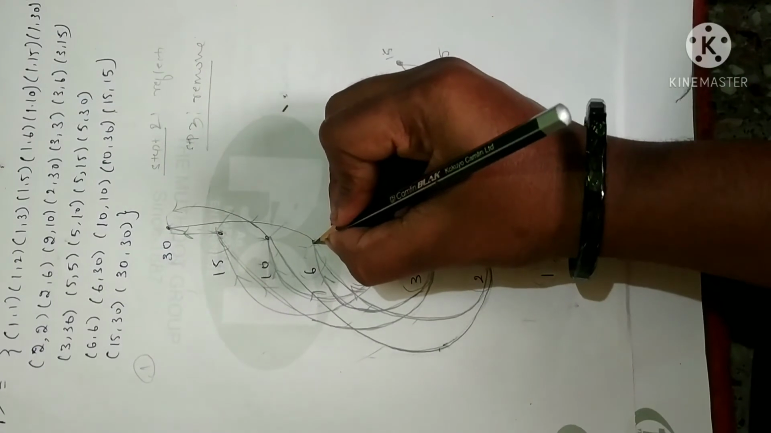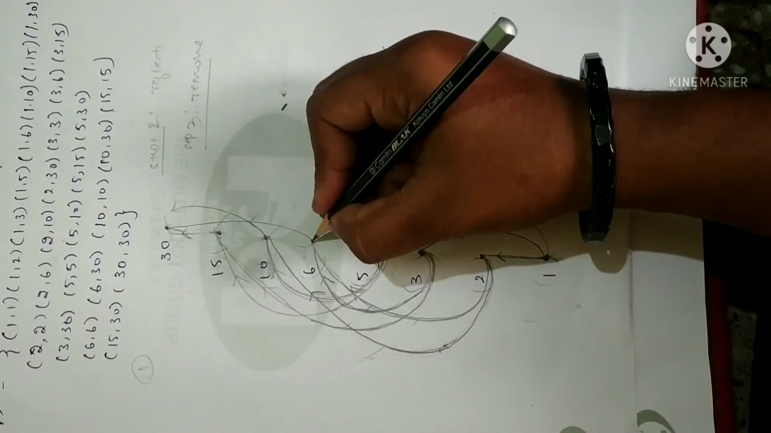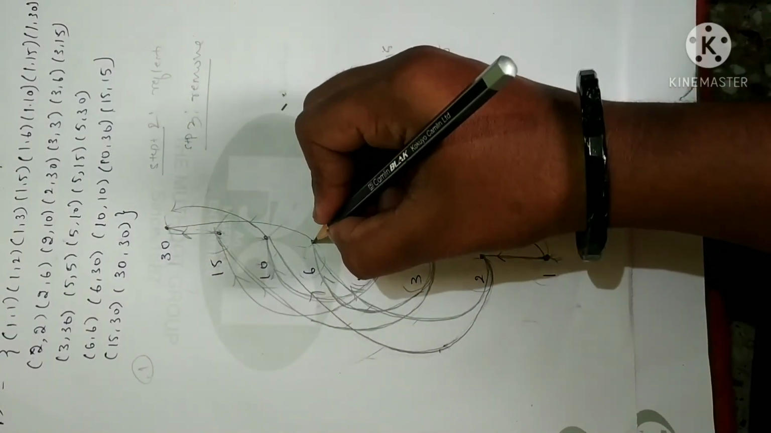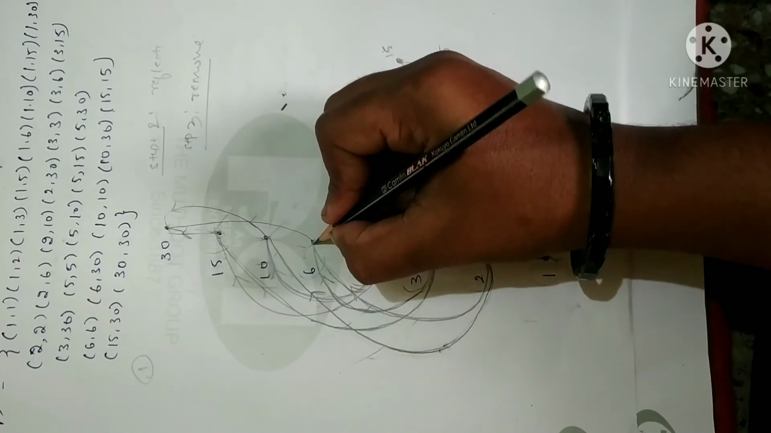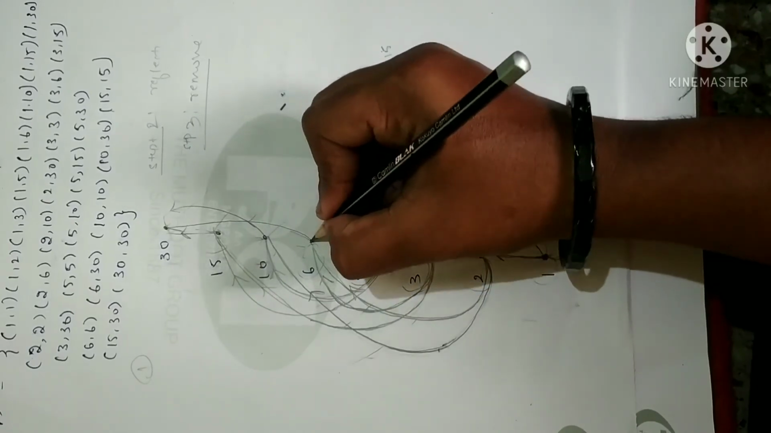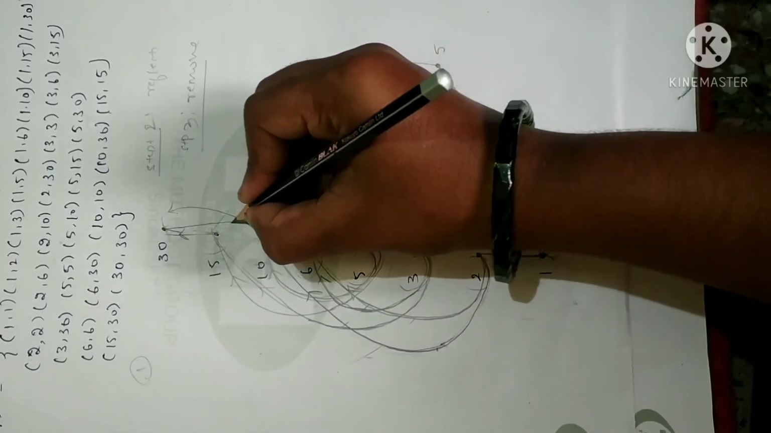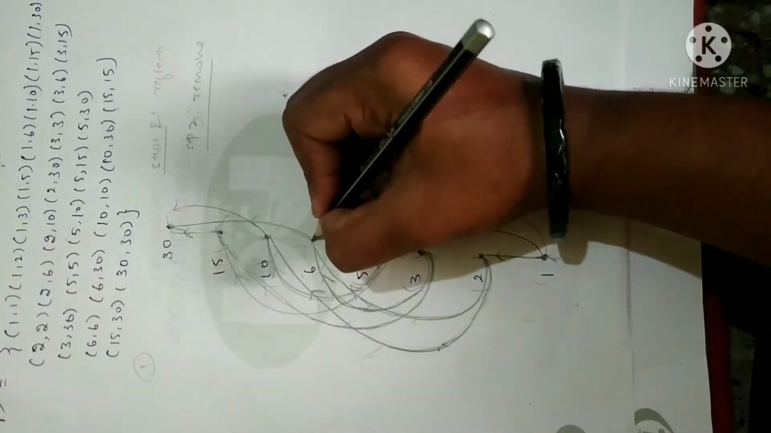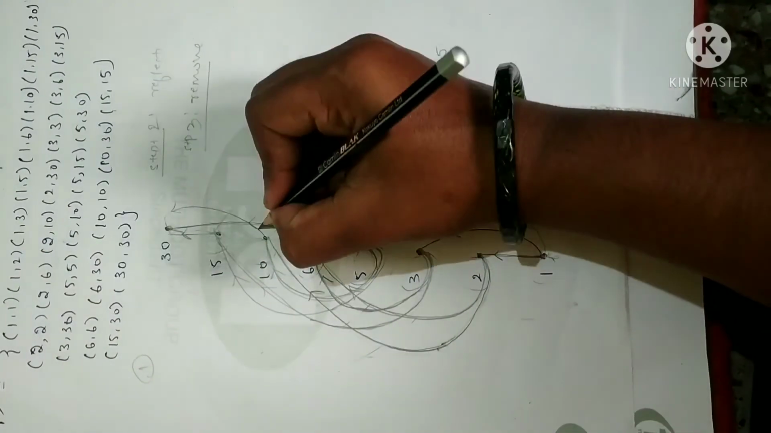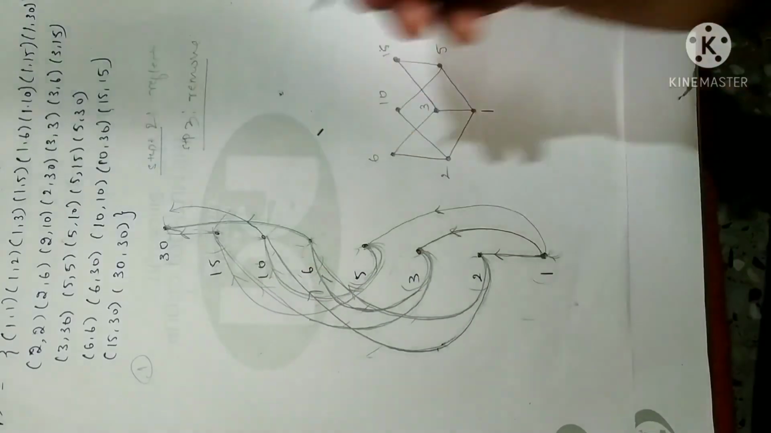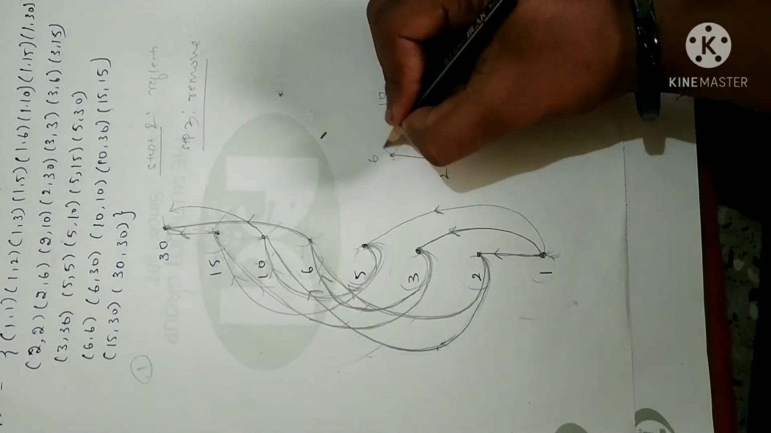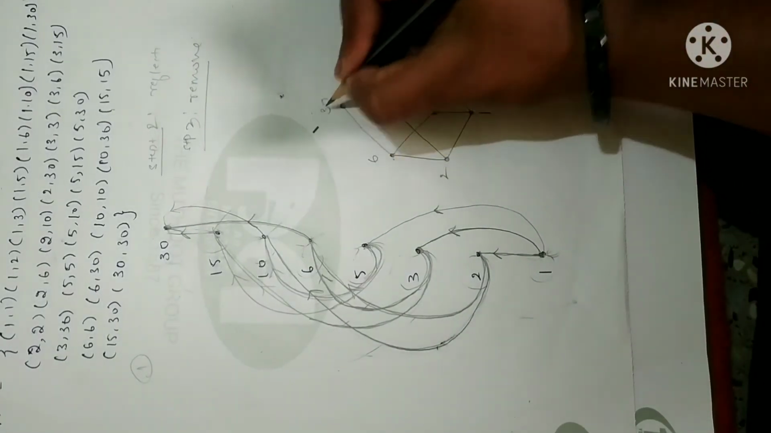Next go through vertex 6. Look at the arrow direction, where it is connected. We have only one arrow here. 6 is connected to only one arrow. See, 6 is connected to 30. So 6 is connected to 30.